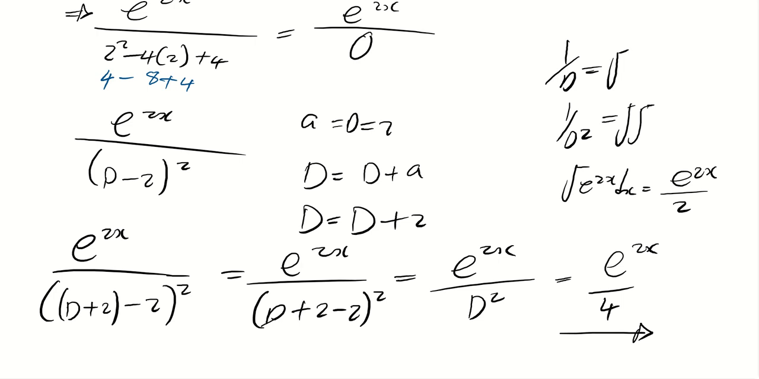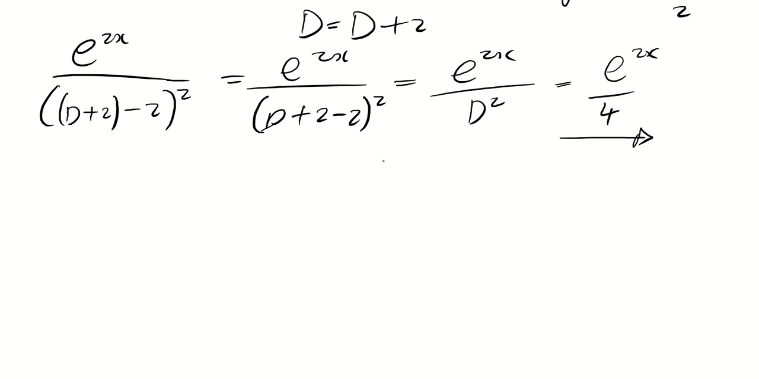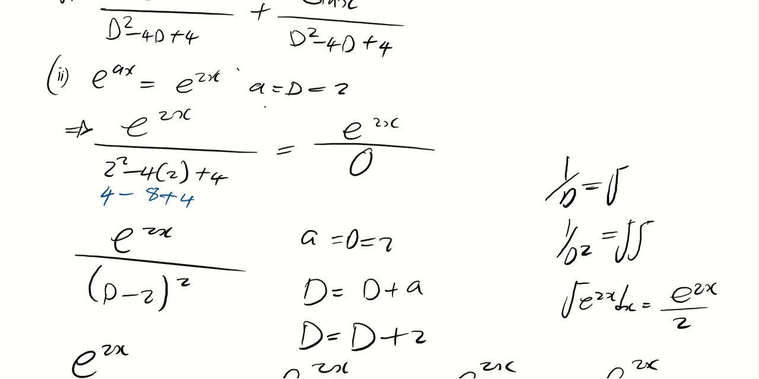That's how you solve the first one. You'll get e to the power 2x over 4 because you integrate twice, so the 2 will multiply. Okay, so that's our first one. Then we go to the next one.